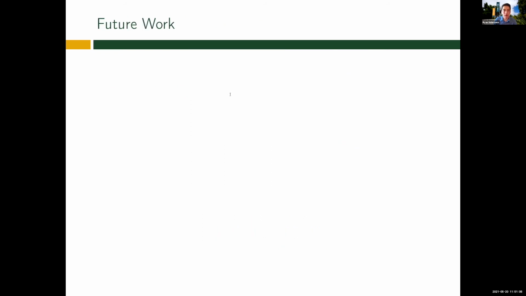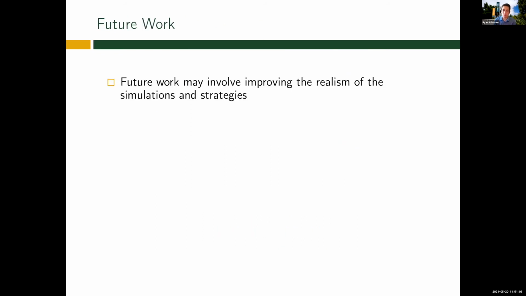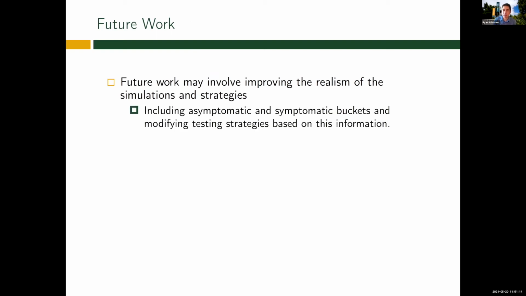So some future work really quick. Any future work can improve the realism of the simulations and strategies. One point is the asymptomatic and symptomatic buckets. We have proved that asymptomatic people can still spread the disease. However, we didn't necessarily take that into account. And also you could just test symptomatic people and so on. You can also look at contact networks where the strength of the signal is indicated, so you can vary the infection probability.